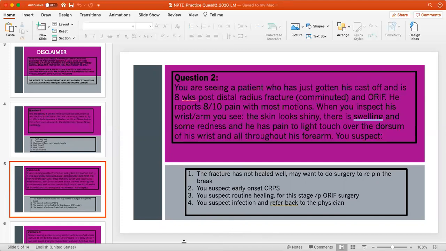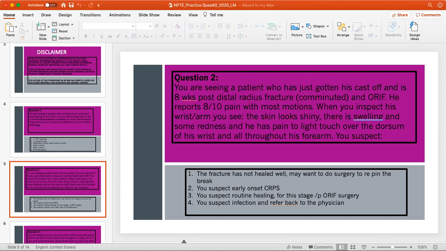Okay, and what time frame are you most concerned with infection post-op? I would say that's probably a lot earlier on than 8 weeks. Okay. Some indications of maybe inflammatory process infection, but the time frame gives you. I would say 1 would be more likely.